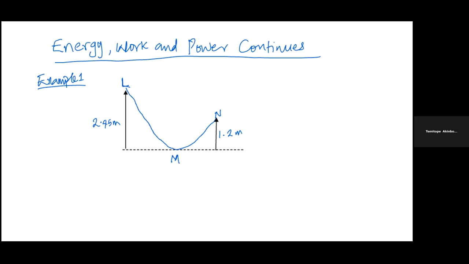A particle of mass 0.5 kilogram is released from rest at L and moves on the surface until it leaves it at N.